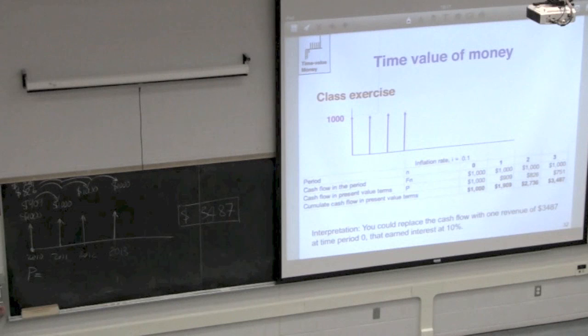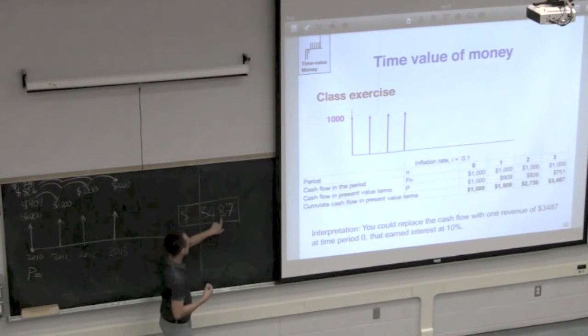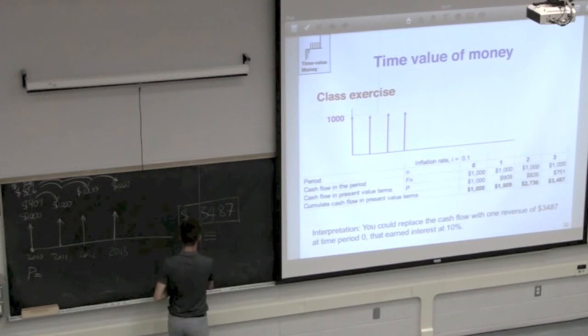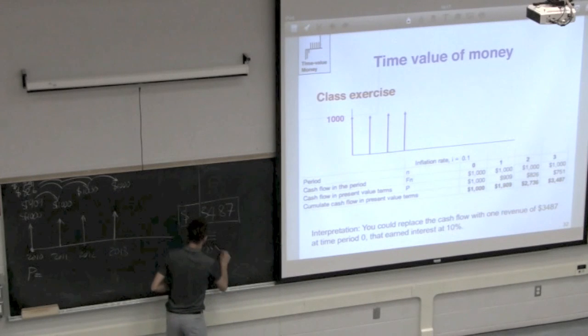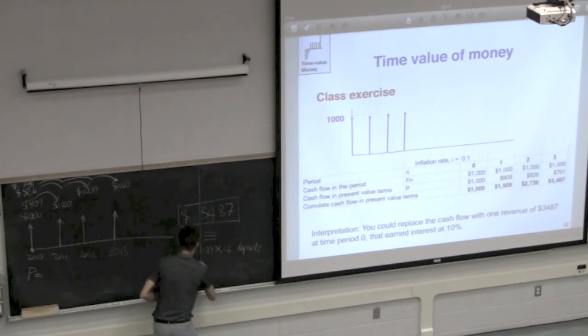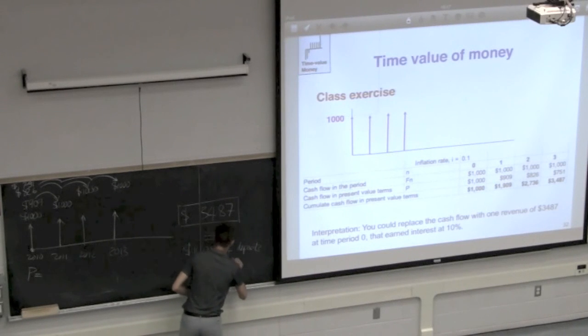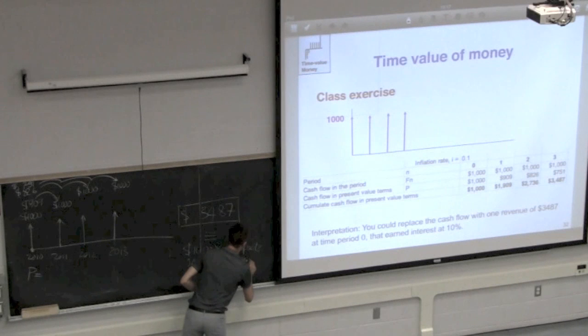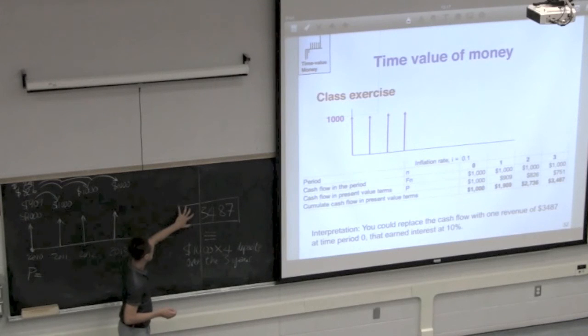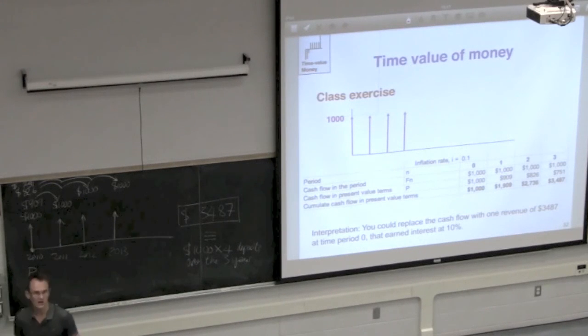So what you're saying is that $4,807 total, accounting for time value of money, is equivalent to $1,000 times 4 deposits over the 3 years. Okay, so those two are equivalent. 3487 at time zero is equivalent to $1,000 payments 4 times over the next 3 years in terms of monetary equivalence.